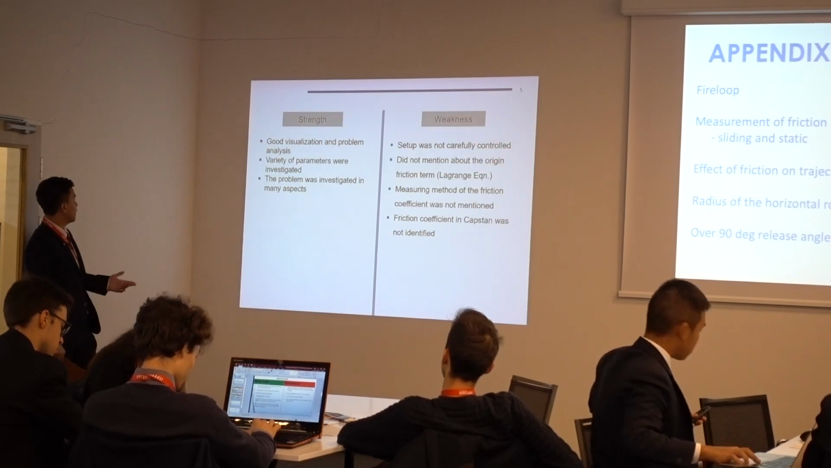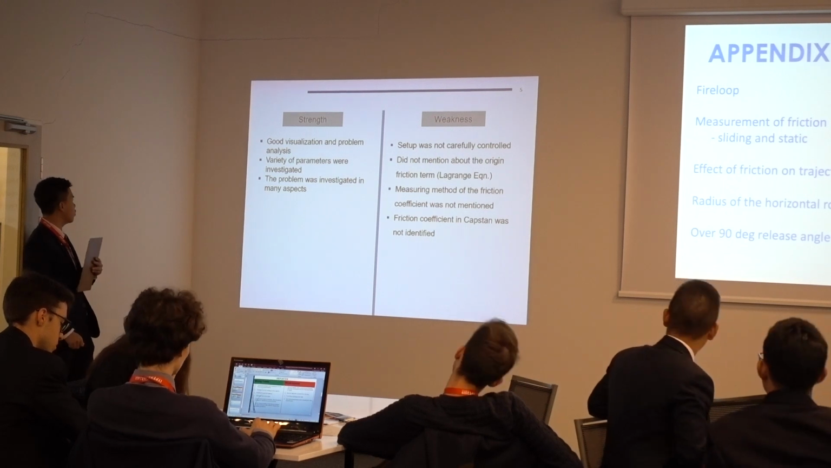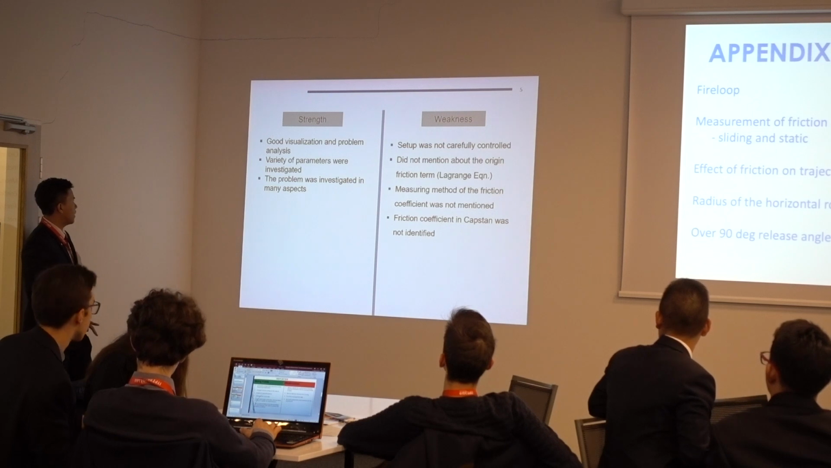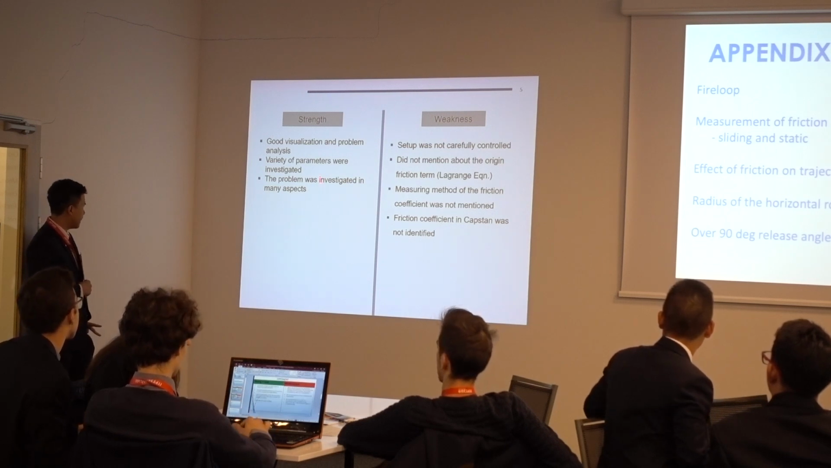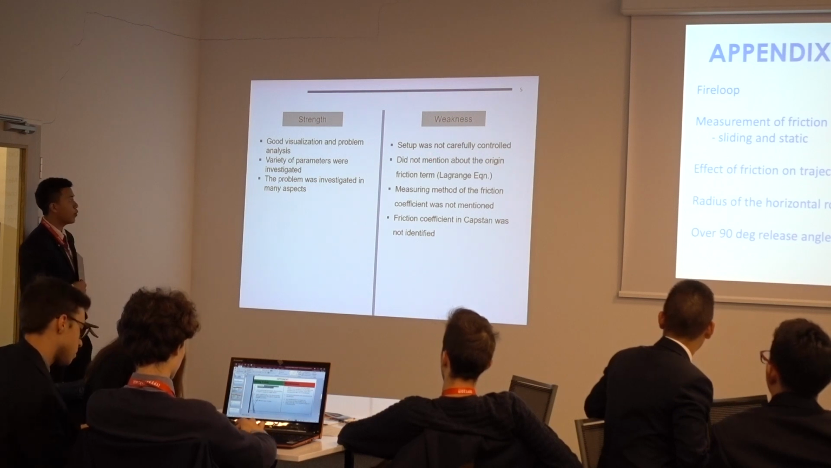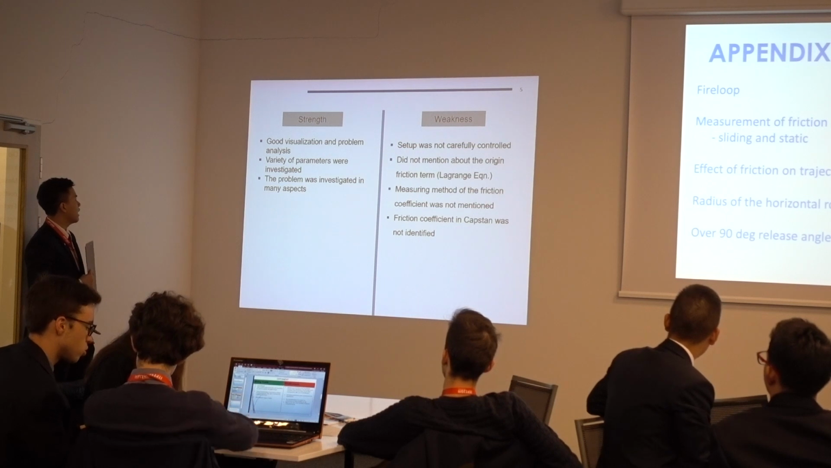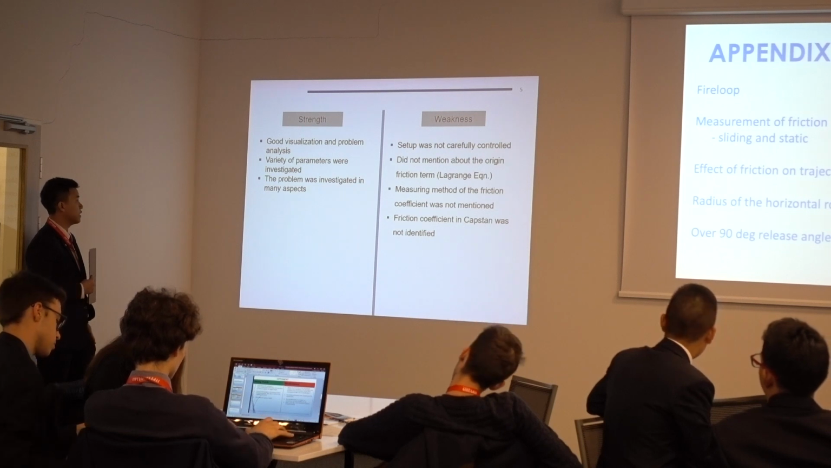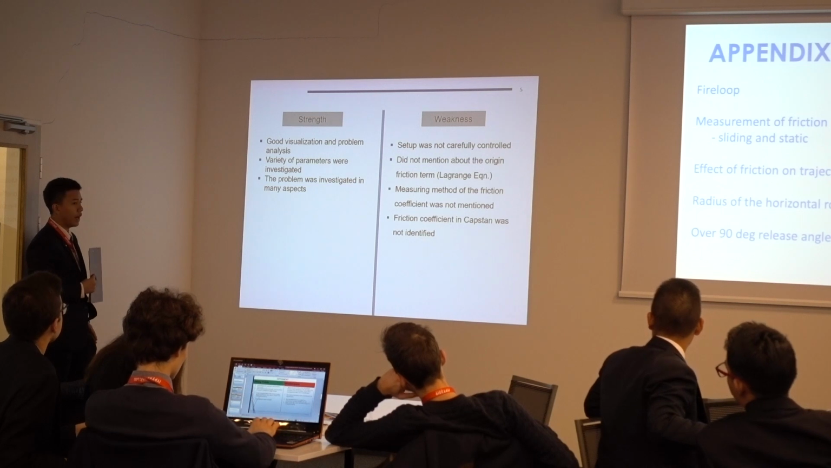Okay, so on the strengths and weaknesses of the reporter: they have good visualization and problem analysis, and a variety of relevant parameters are investigated. The problem was investigated in many aspects. However, the setup was not carefully controlled, which I will discuss later in the discussion part. They did not mention the origin of the friction term in the Lagrange equation, and the measurement method of the friction coefficient was not mentioned until I clarified. And the friction coefficient in the capstan was not identified.